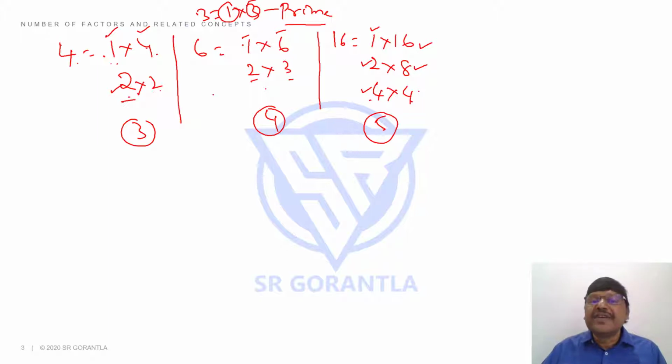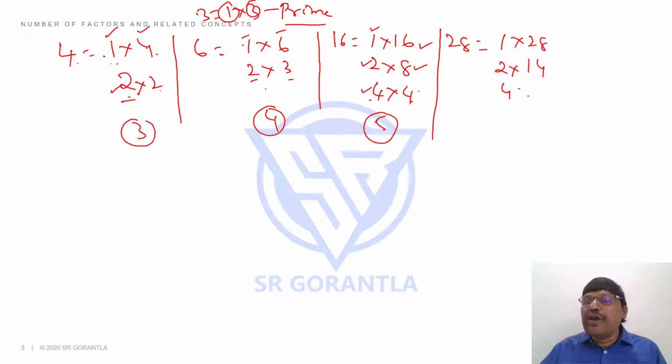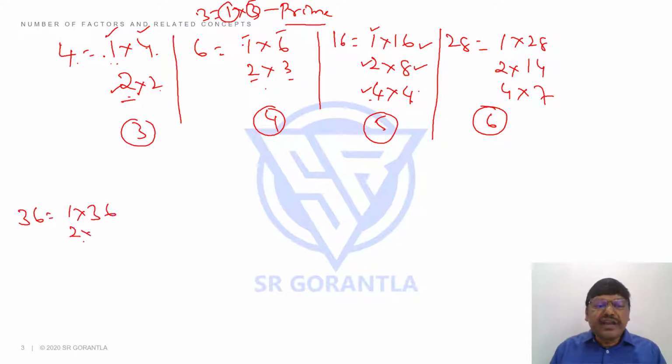This is the same number. Next, students, suppose I take 28, how many factors do I have? 1 and 28, 2 and 14, 4 and 7. You can check, 6 factors. Like this you can write so many numbers. I'll write one more, 36: 1 and 36, 2 and 18, 3 and 12, 4 and 9, 6 and 6. How many factors? You can see, students, it is 9 factors.